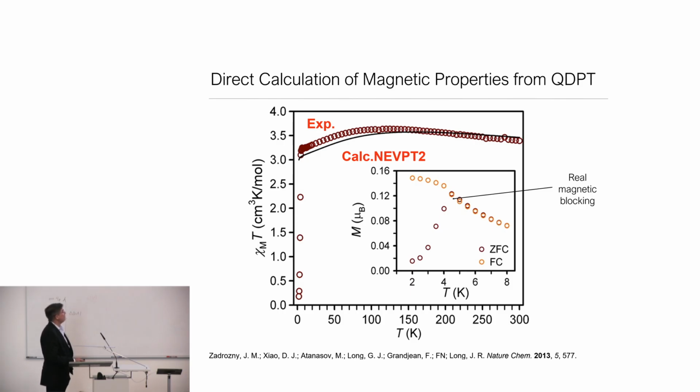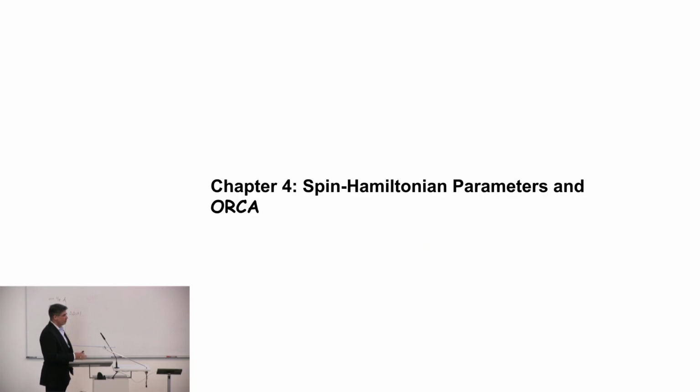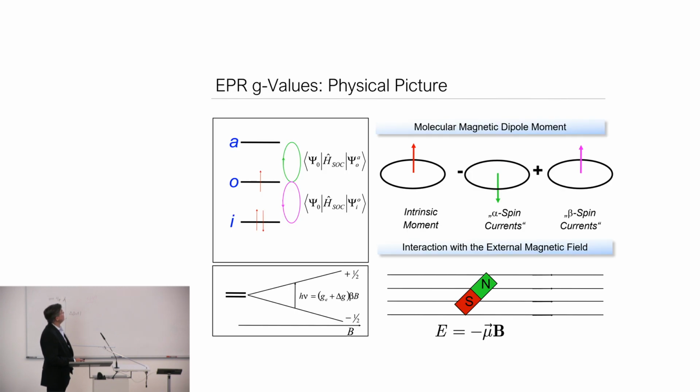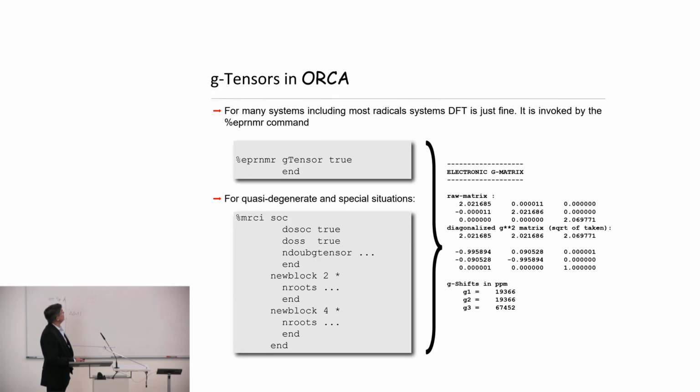We still have a few minutes, and in these few minutes what I want to do is walk you a little bit through how to calculate spin Hamiltonian parameters in ORCA, and later in the practical you will do a lot more than that. So that's the G-tensor, and this is a very simple way to calculate it. There is an input block, EPR NMR, and all you have to do is set G-tensor to true.